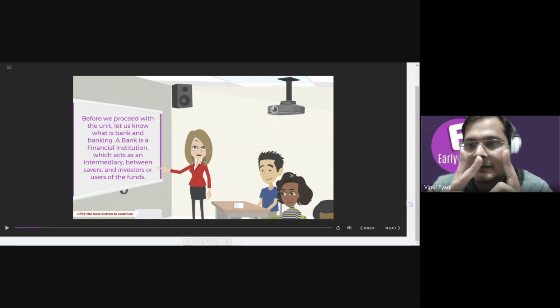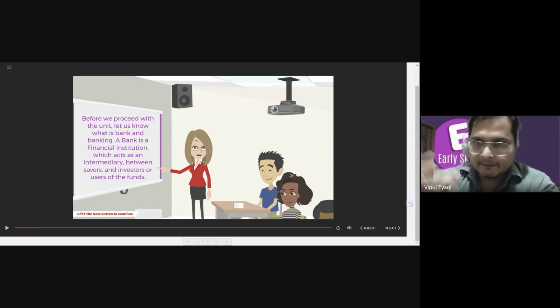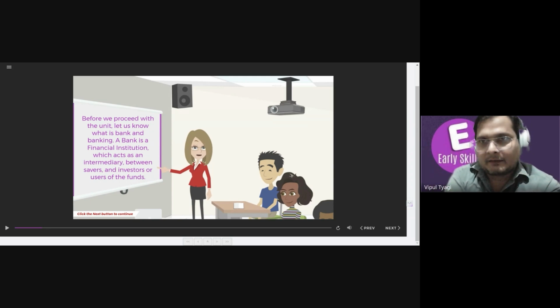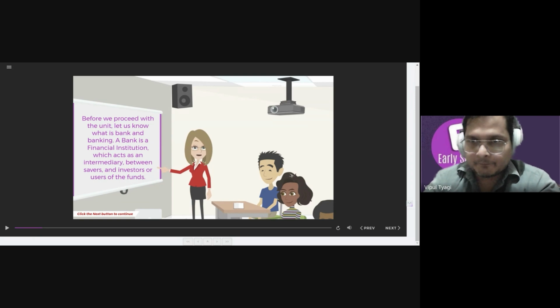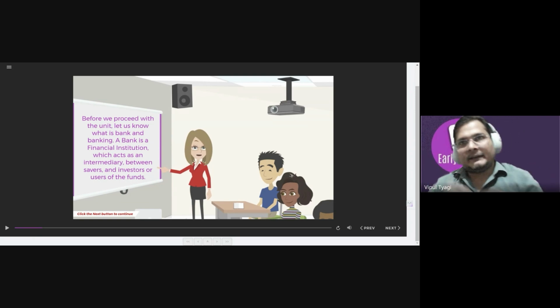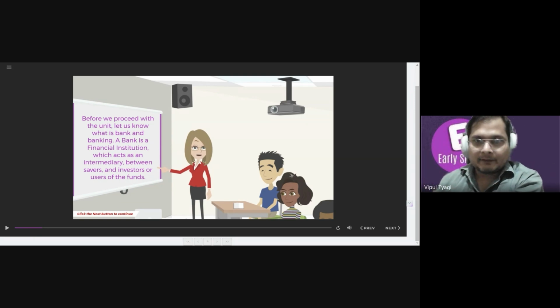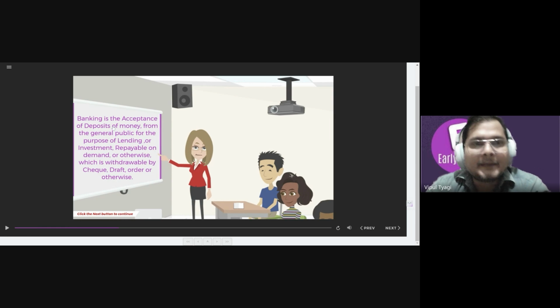A bank is the third person, the intermediary, the middleman, who is giving services to depositors as well as borrowers. They are collecting money from depositors and giving money to borrowers, and in this process they are earning the interest. The difference of interest is the income of bank.